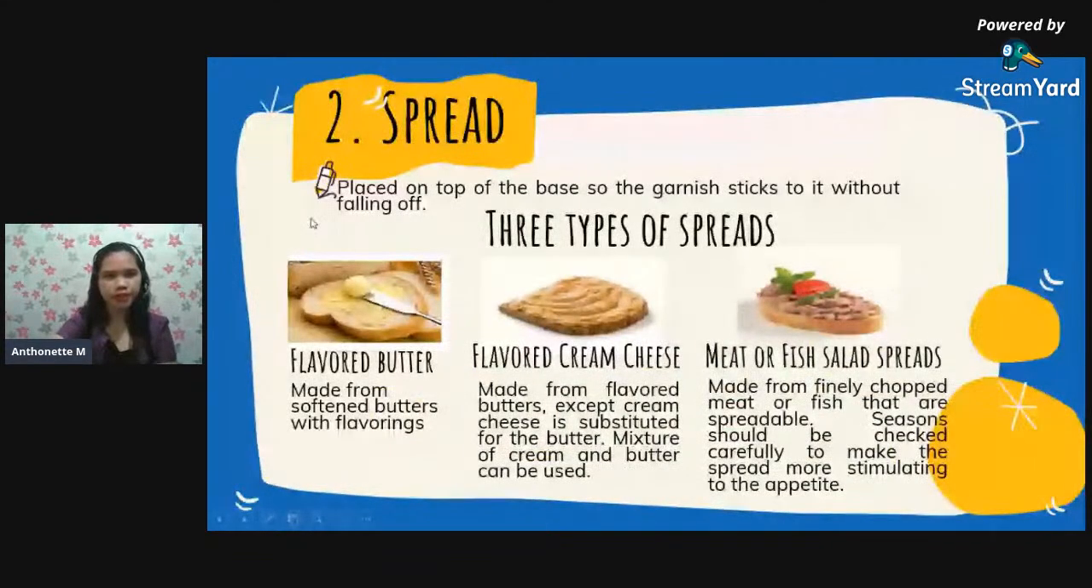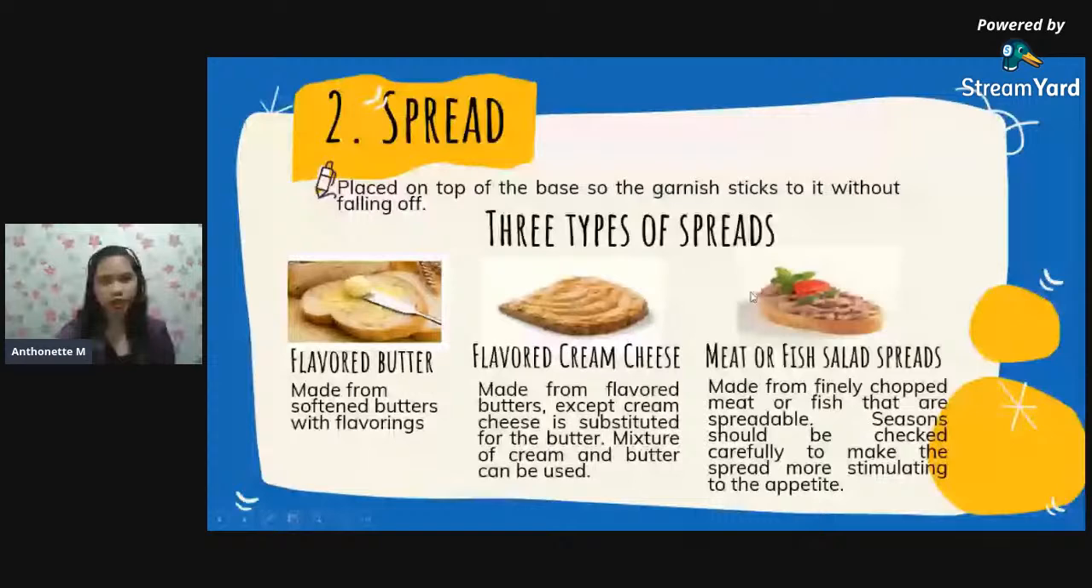So next is the spread. Okay, yung spread natin is placed on the top of the base so the garnish sticks to it without falling off. Okay? Yung spread natin yung kumakapit or yung nagpe-prevent dun sa ating mga garnish na mahulog. Okay? So, when you have the base here, nakikita niyo po ba yung base natin, yung red. Those are the base. And then the spread natin is yung nasa ibabaw. Okay, yung palaman. Spread po siya. So, it is used on a base so that the garnish sticks to it without falling.